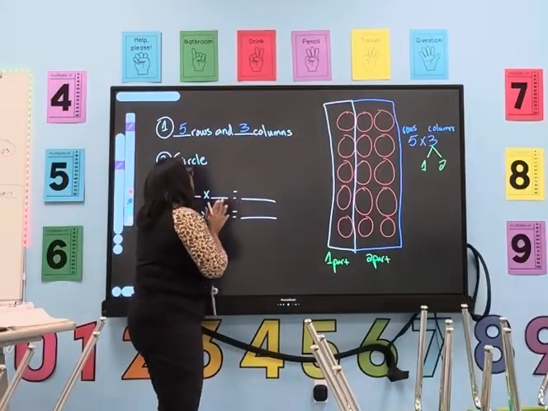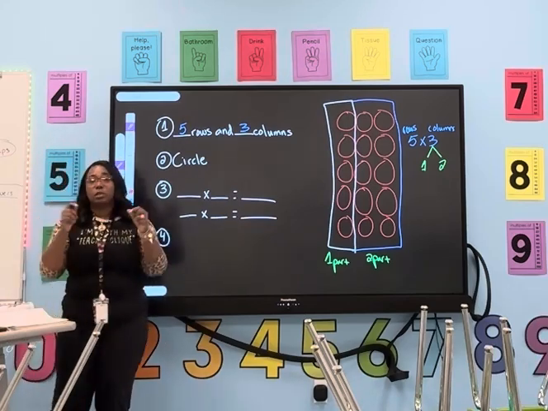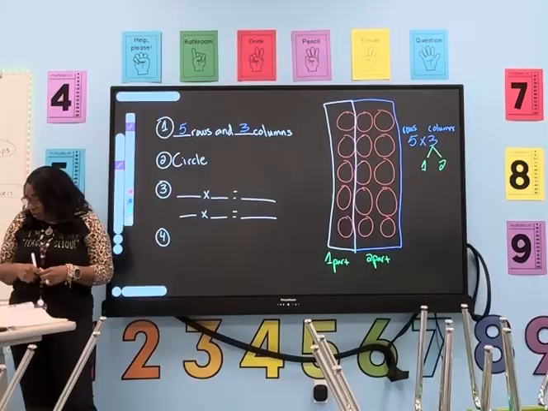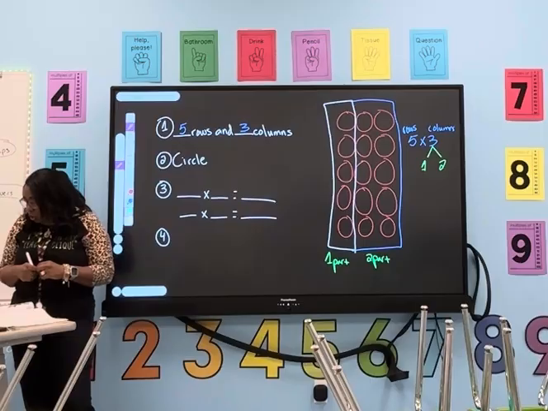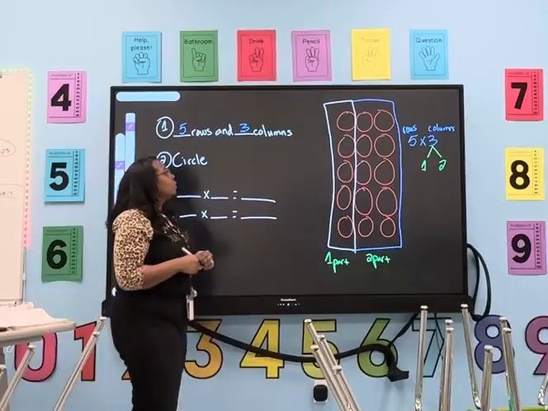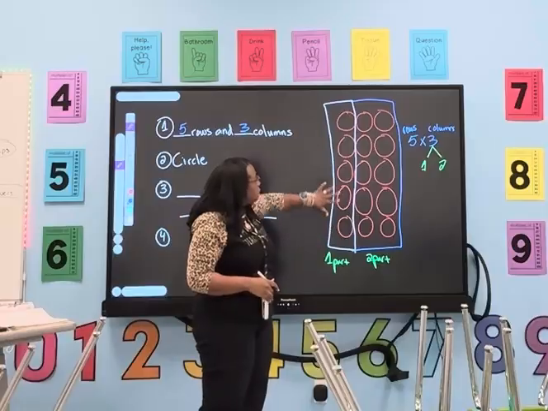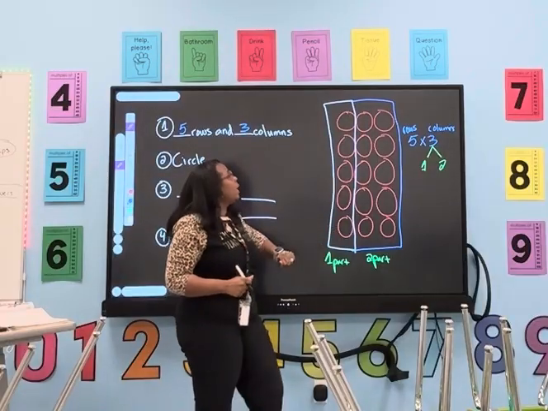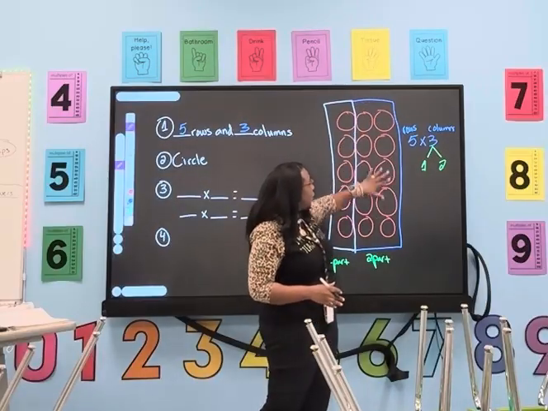So let's keep going. So we have done number 2. We circled to break it up into 2 parts. So let's go to number 3. Number 3 says, write multiplication facts to show the total of each part of the array. So now they want us to write multiplication facts for this side, this array we did here, and they want us to do a multiplication fact for this array right here.